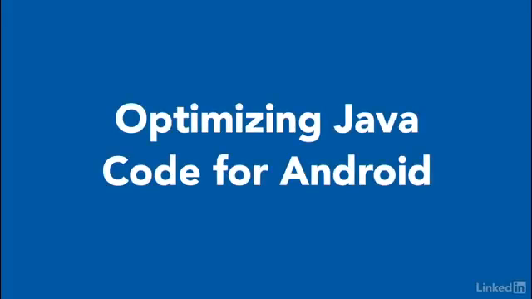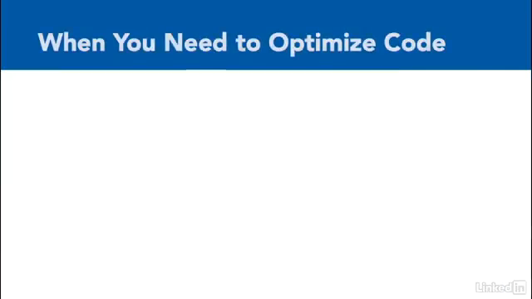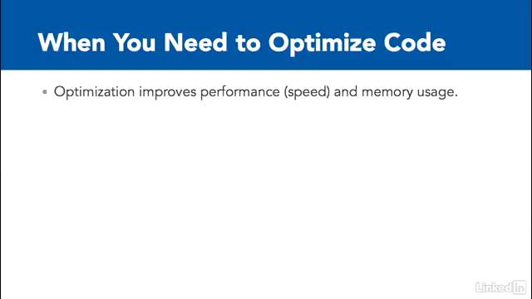Java developers are used to optimizing their code for particular platforms. The coding techniques that work for one platform might not be the best for another platform. Optimizing your code can help improve the performance and memory usage of your app. Now, you might not need to optimize, and in fact, many developers feel that you should only do these optimizations if you detect that there are problems with your app.